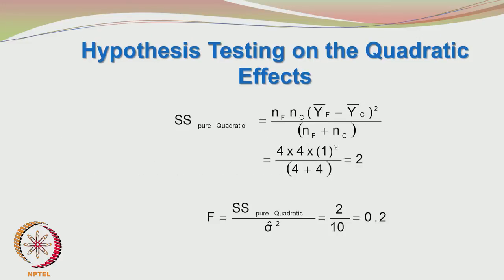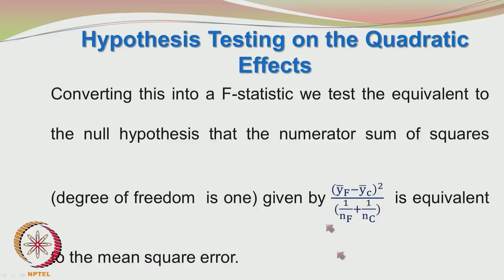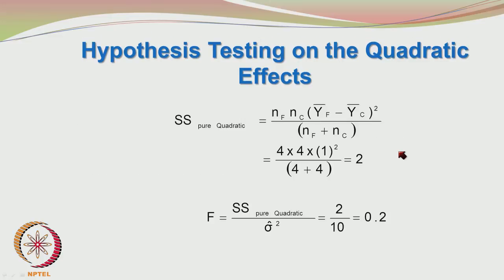So, how do you calculate the sum of squares of the pure quadratic? When you simplify this particular expression which is given here, we get nf into nc into y bar f minus y bar c whole squared by nf plus nc. The number of factorial points is 2 power 2, which is 4, the number of center points is 4, and y bar f minus y bar c whole squared is 1 squared, divided by 4 plus 4, which is 8, and that turns out to be 2. So, when you divide the sum of squares of the pure quadratic by sigma hat squared, we get 2 by 10, which is equal to 0.2.